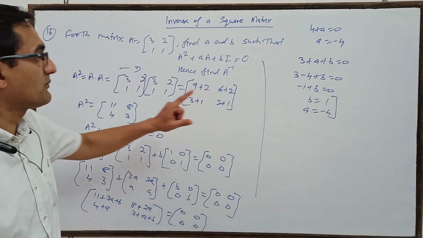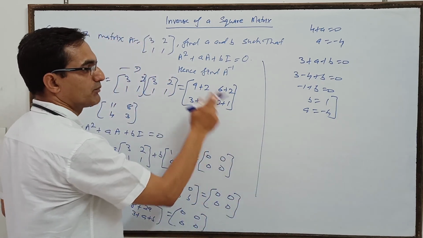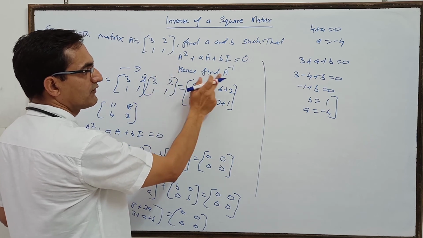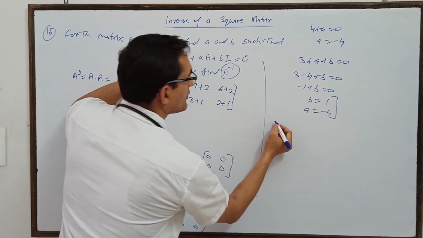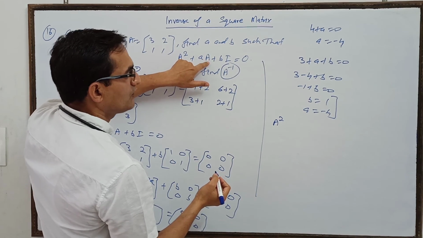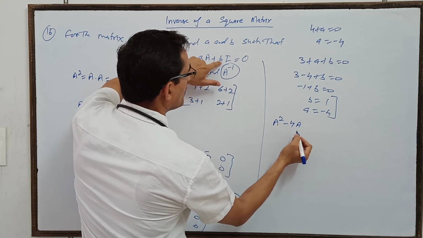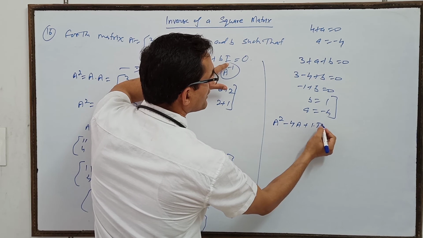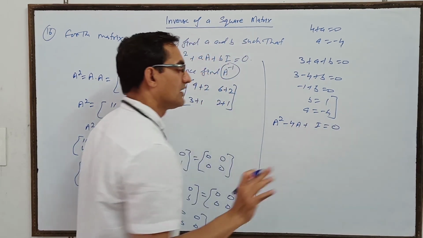Is it clear? After that, what do we have to find out? We have got the value of A and B. Next, by putting the value of A and B in this one, we have to get the value of inverse of A. Put the value of A and B in this one. So A square plus A into matrix A. A is minus 4, so you will write minus 4A, plus B, which is 1, 1 into identity matrix. This is equal to 0 matrix. This is identity matrix.